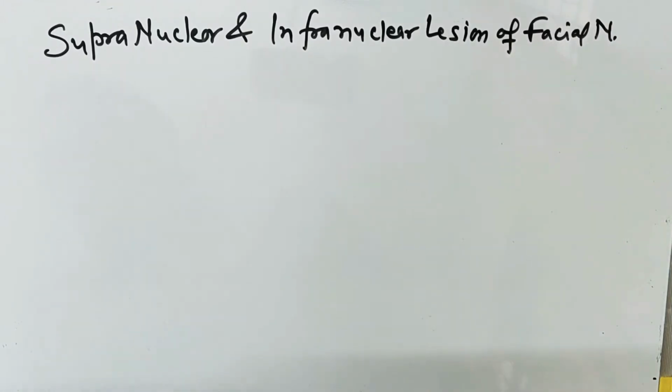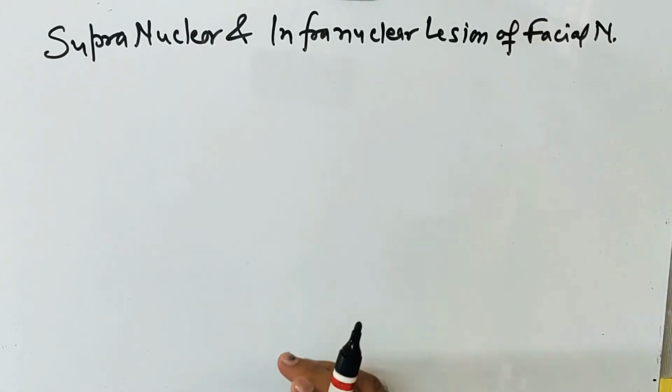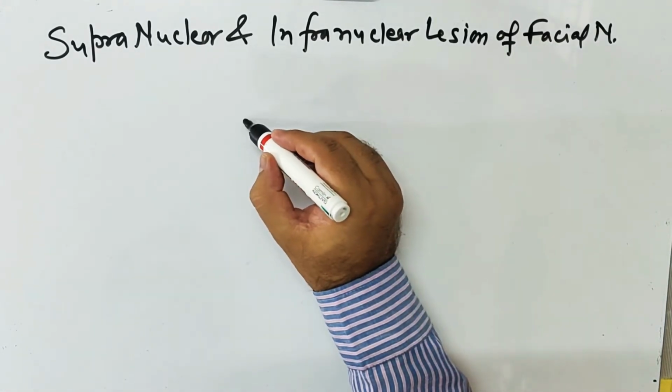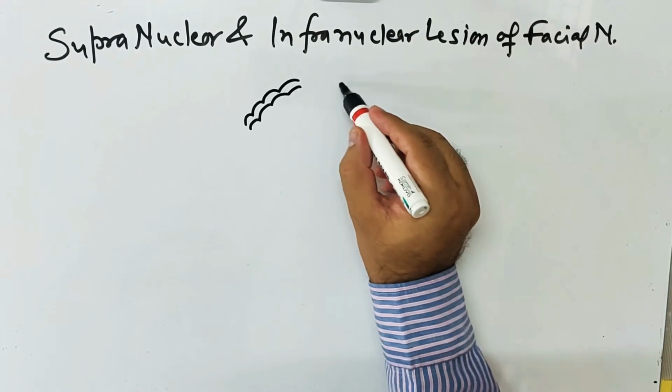Now we'll discuss the supranuclear and infranuclear lesion of the facial nerve. In the previous lecture we have seen the infranuclear lesion of the facial nerve, and here we will compare the supranuclear and infranuclear lesion.